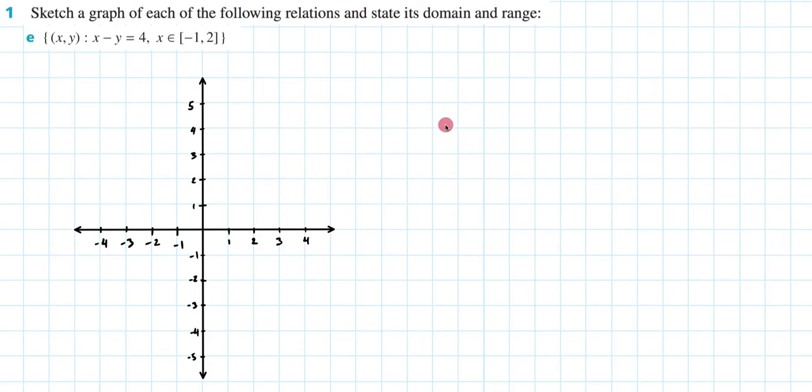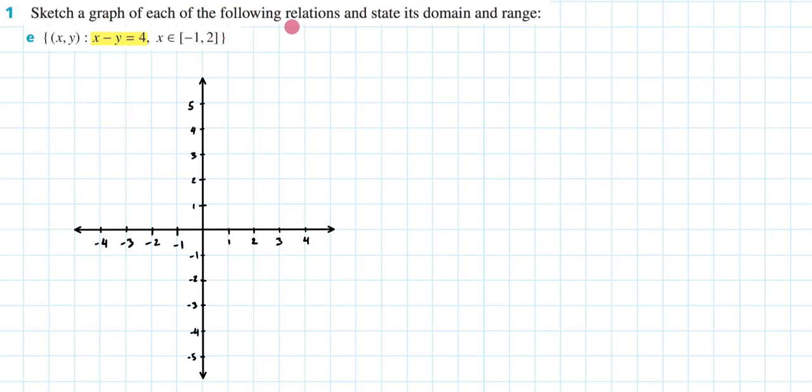So we're doing exercise 5B and we're looking at question 1E in this video. Question 1 reads, sketch a graph of each of the following relations and state its domain and range. So we come here and in E we've been given x minus y equals 4 and my domain has been restricted between -1 and 2.